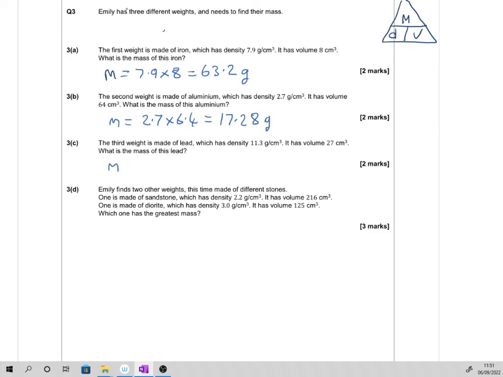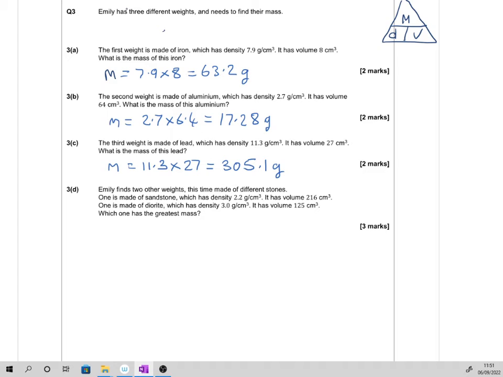The third one is lead. The mass of the lead is the density times the volume. So 11.3 times 27 is 305.1 grams.